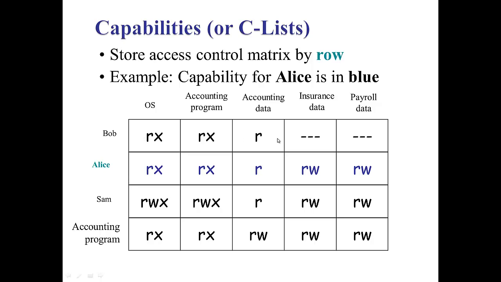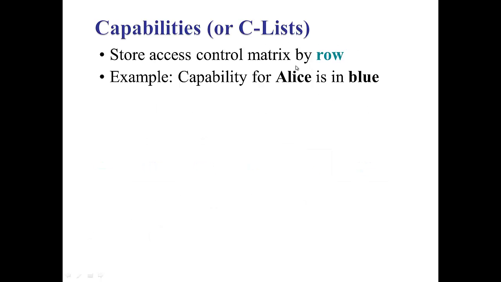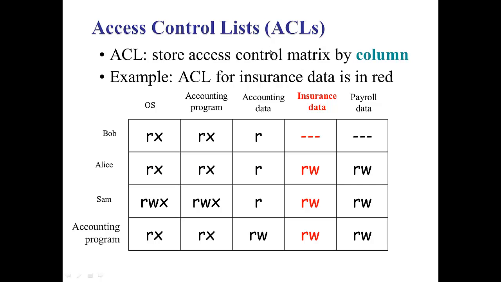The first row shows the capabilities of Bob. The third row shows the capabilities of Sam. The last row shows the capability of the account program. So we call it C lists. C list is about the row. Access control list is about the column.